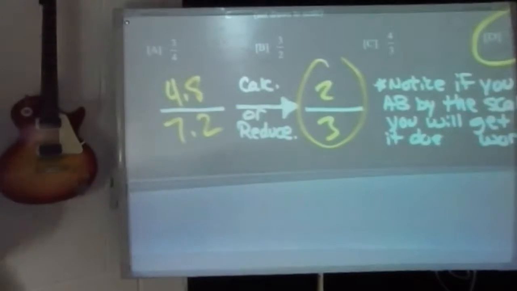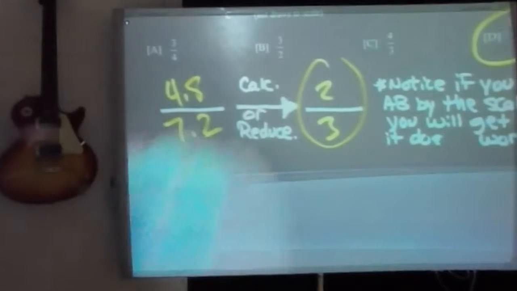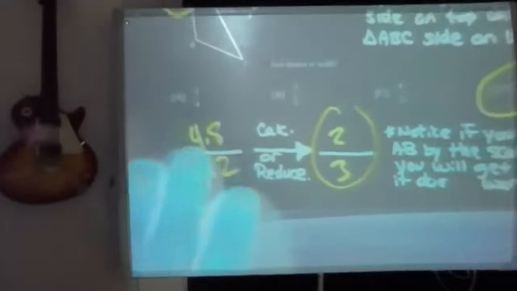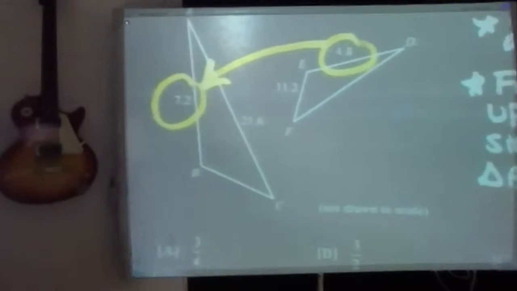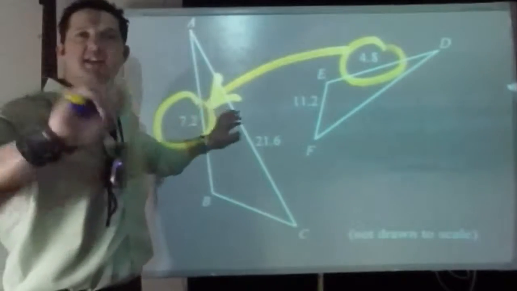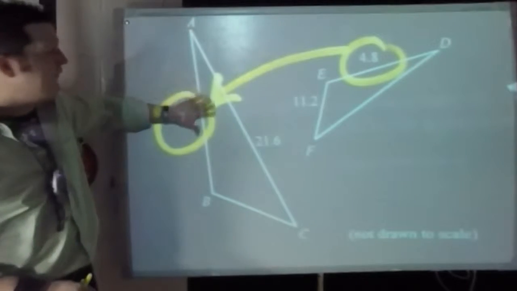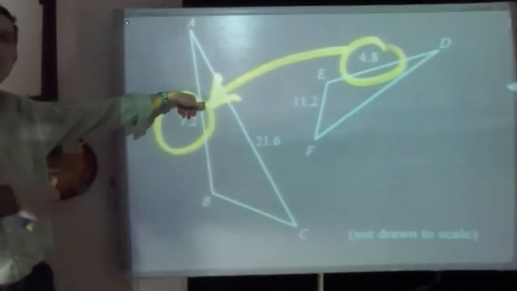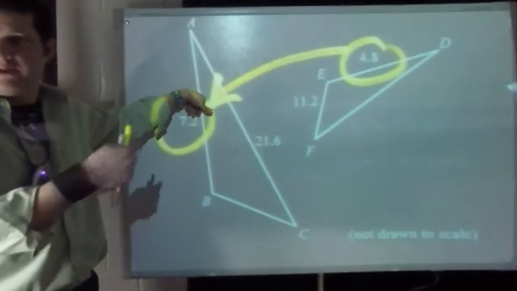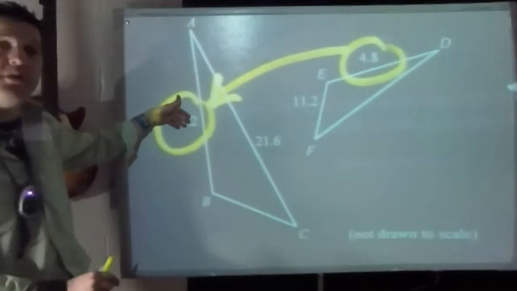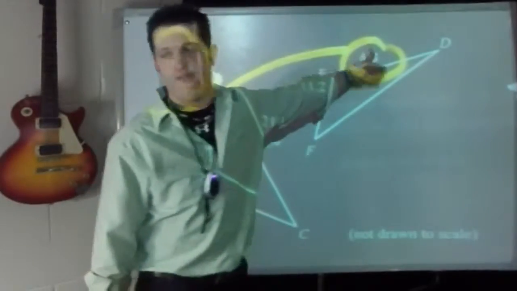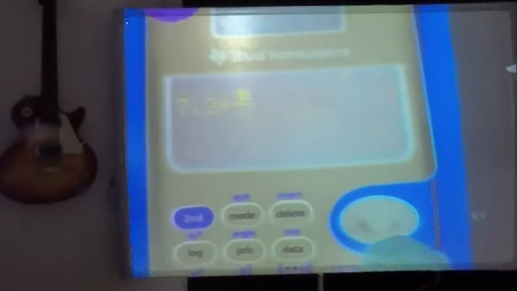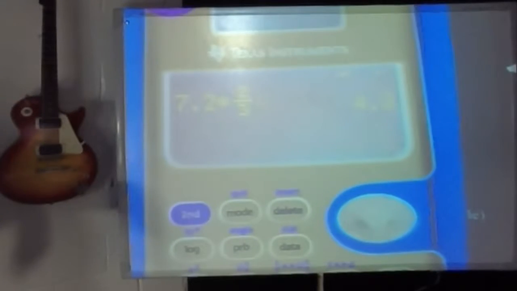Now, one thing about scale factor is you need to understand it is a one-way street. And this is what I mean by that. All right, scale factor. It's a magic number of sorts. If we started with this triangle and you have 7.2, if you multiply by the scale factor, which for this problem is 2/3, you'd get 4.8. That's what the scale factor is. So you have 7.2, multiply by the scale factor, and you should get 4.8.